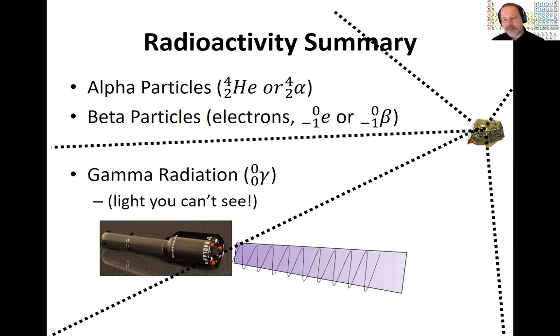Gamma radiation, think of it as light. What kind of things does light do? For the others, think about particles. If you shoot particles at something, what does it do? If you shoot light at something, it's going to behave differently.